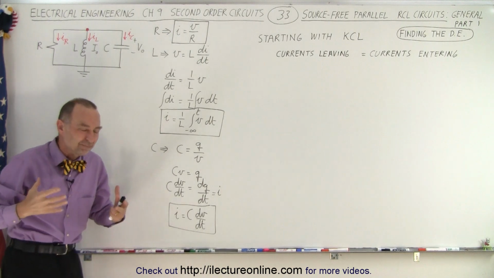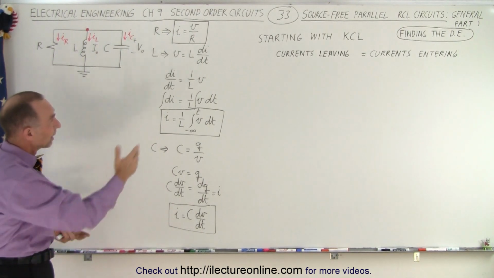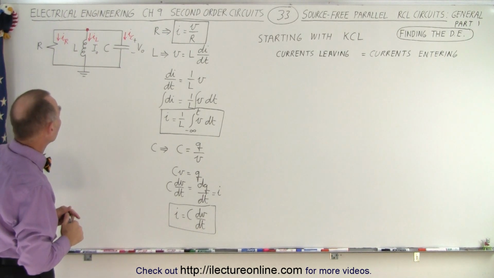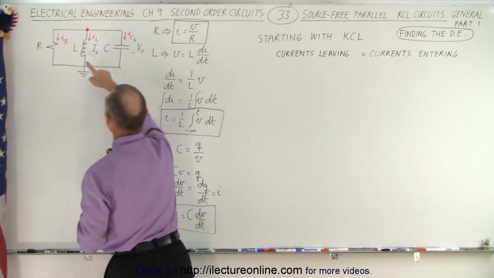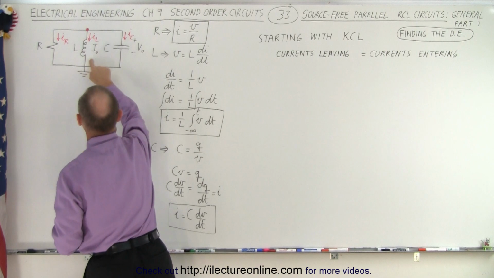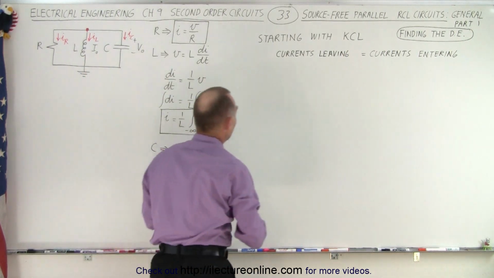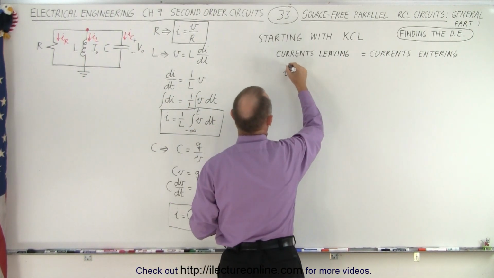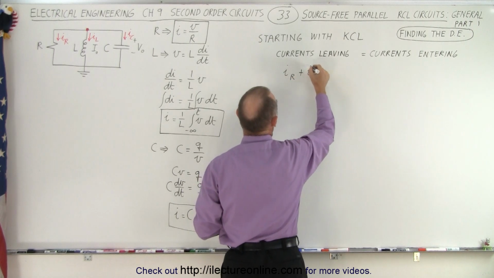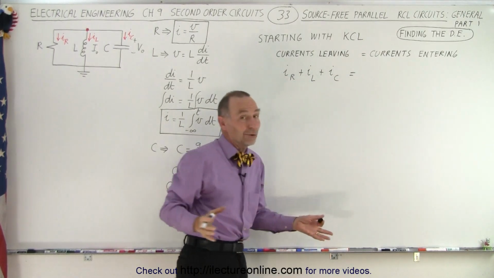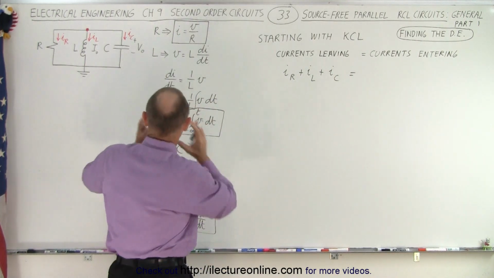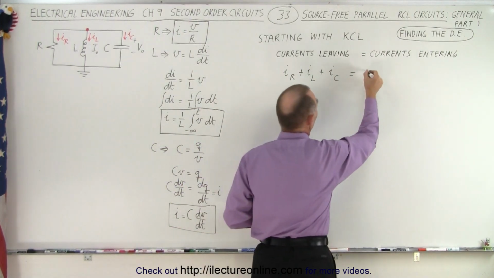And again, that's by convention. All right, so let's come up with our differential equation. So what are all the currents leaving? Well, we have three currents leaving: the current through the resistor, the current through the inductor, and the current through the capacitor. So we can write this as I sub R plus I sub L plus I sub C is equal to, and now notice there's no currents entering that branch point, so that's equal to 0.